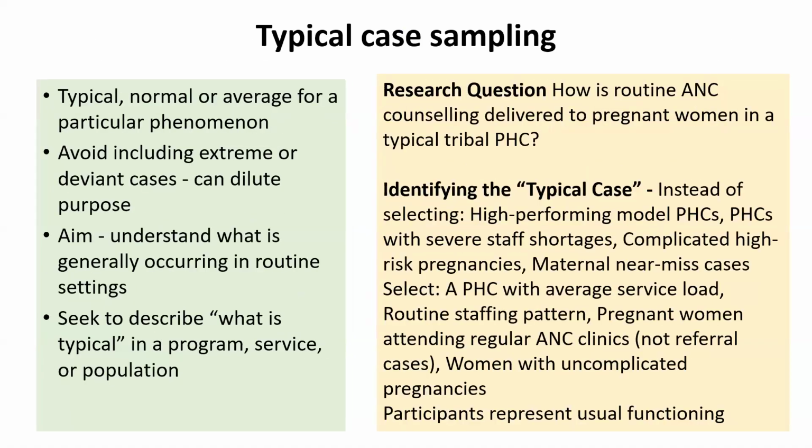So the next type of purposive sampling is typical case sampling. Again, the way I would like to describe typical case sampling is, you want to choose a typical or a normal or an average unit instead of going for any extreme or deviant case. So when you want to understand what is generally, routinely occurring in a setting, if you want to describe what is typically happening in a program, in an initiative, then you will also choose a typical case.